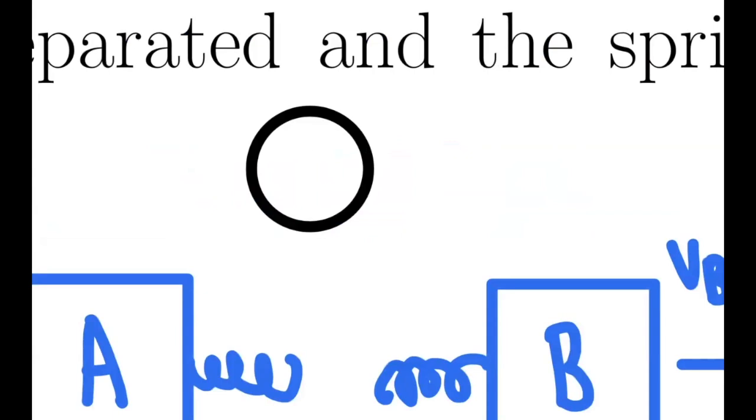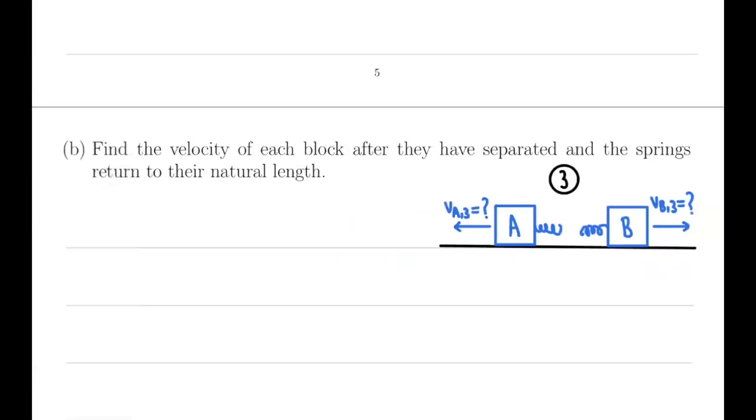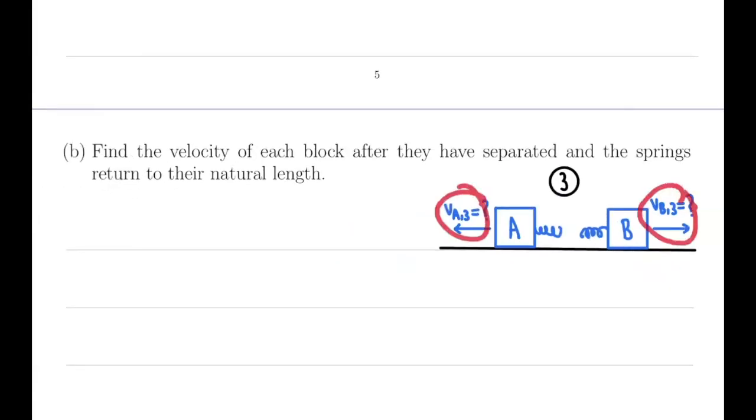Find the velocity of each block after they have separated and the springs return to their natural length. Let me draw after they separated what that looks like. So I'm going to call this 3. Okay, so this is after the blocks have separated, and we're trying to figure out the velocity of each block after they separated. So we want VA3 and VB3.